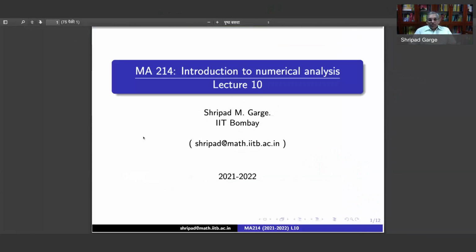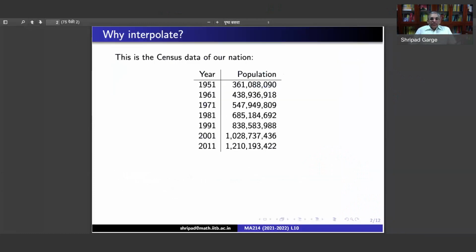So this is our 10th lecture, and we are now beginning it with something which is very basic really. This is the census data of our nation. After we got independence in 1947, right from 1951 we have been conducting our own census, and 2021 I think is delayed because of the pandemic, but the data up to 2011 is available. And so it's very interesting to see this.